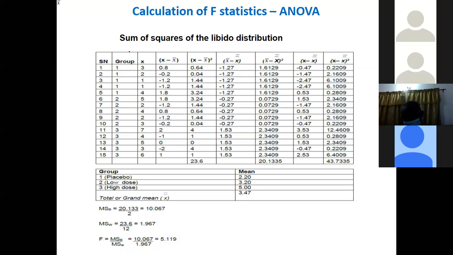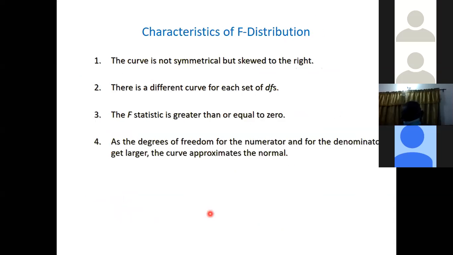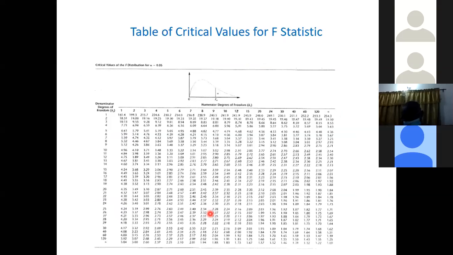If you go to the statistical table, we are going to explain that later. There are 2 degrees of freedom. You have the degree of freedom for between and for within. Both of them contribute to the F. So when you are looking at the statistical table, there are 2 degrees of freedom. The numerator is the between. The denominator is the within. Okay, look at the statistical table.